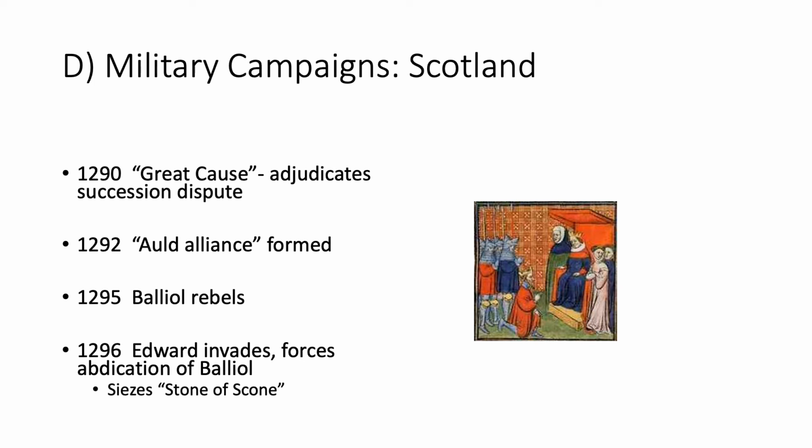He really does reduce Scotland to a subject kingdom. He forces Balliol to hand over all the crown jewels. He actually seizes the stone of Scone, which is a stone, and it's a symbol of the monarchy, and it's always brought out for coronations. Edward actually has this stone brought back to London, and he builds this huge throne, and he puts this stone at the center. So when he's sitting on the throne, he's actually sitting on the stone of Scone.